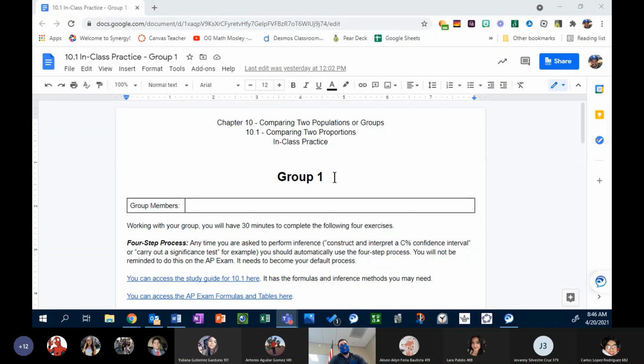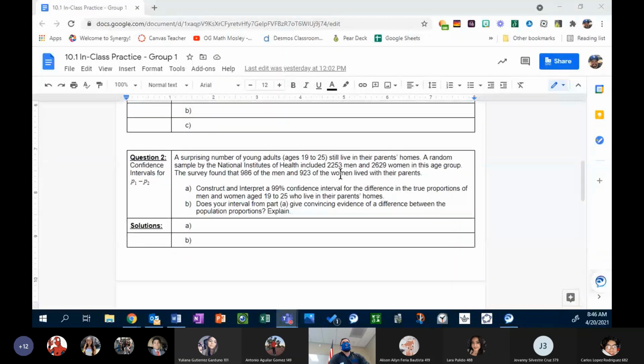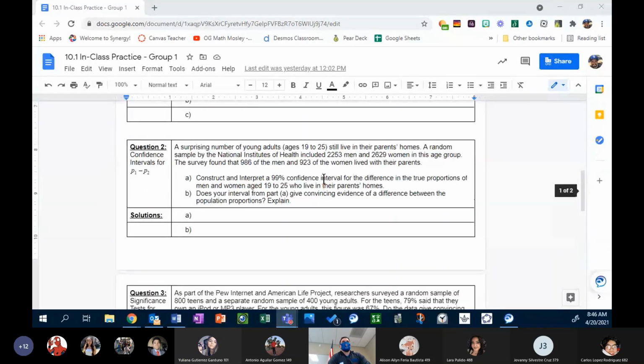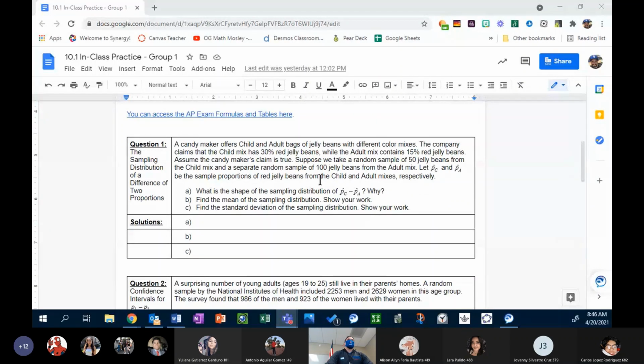Your group name is not going to match up to your team or group name in Teams, so sorry about that. But I will drop the document in here. You'll see there are 4 problems here, all based on section 10.1. There's a space for you to put your solutions.